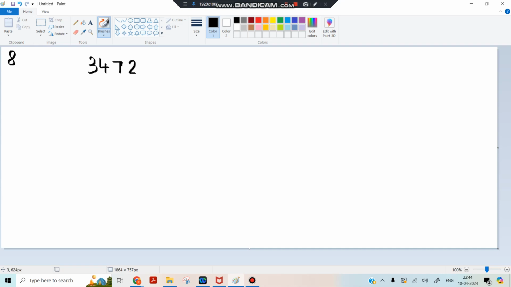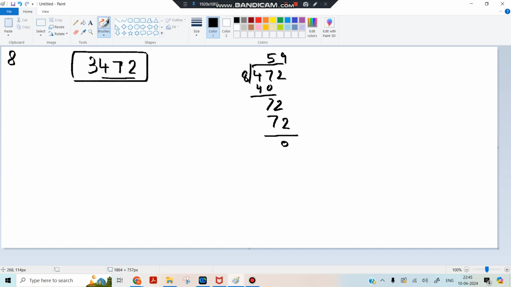Okay. So let's check the last 3 digits, 472. So let's divide 472 by 8. Okay. So 8 5s are 40. Remainder is 7 and 72. 8 9s are 72. So 472 is divisible by 8. That means 3472 will also be divisible by 8. Let's check it.